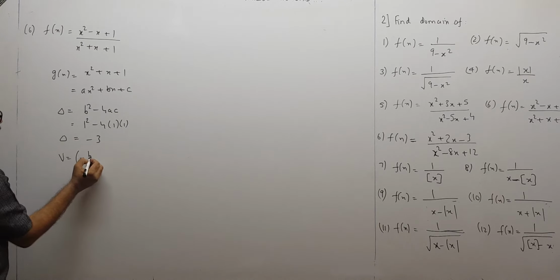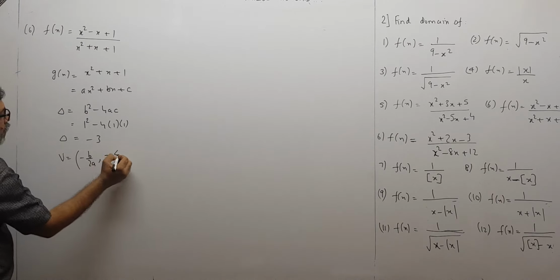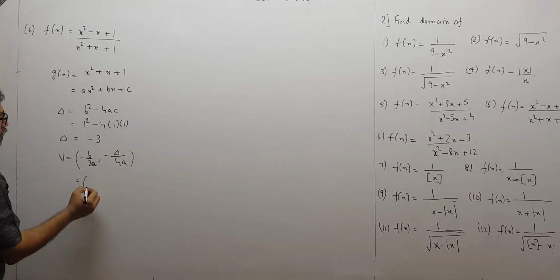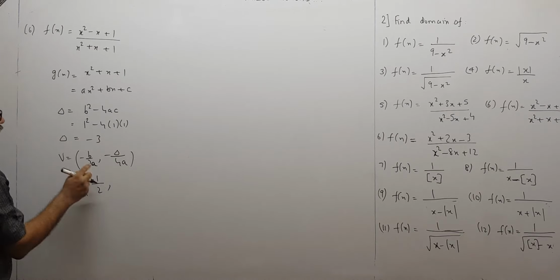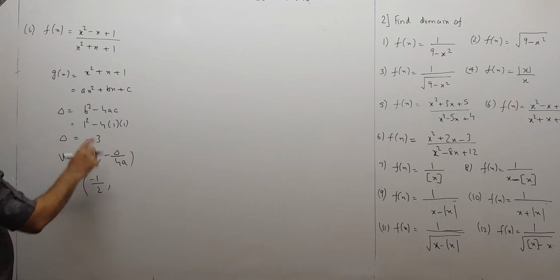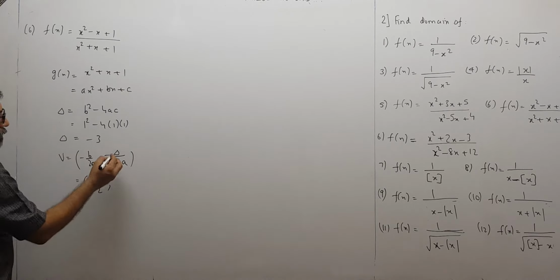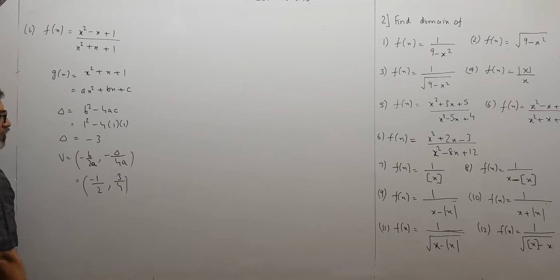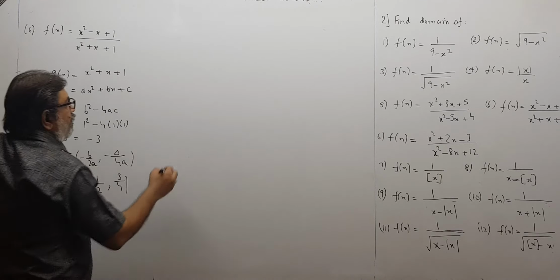What is the vertex? Minus b upon 2a, minus delta upon 4a. That is what I have been telling you. So minus b means minus 1 upon 2, because a, b, c all are 1. Minus delta means 3 upon 4. So my vertex is minus half and 3 by 4.